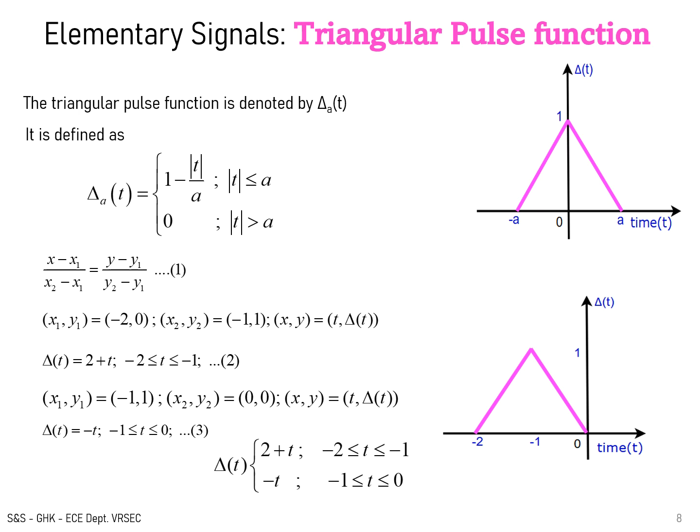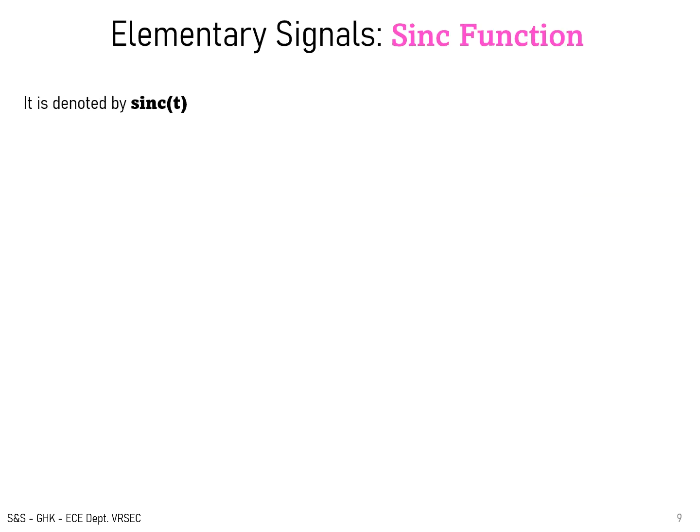Therefore combining equations 2 and 3, the functional representation of this triangular pulse is delta of t equals 2 plus t for t from minus 2 to minus 1, and delta of t equals minus t, where t ranges from minus 1 to 0.